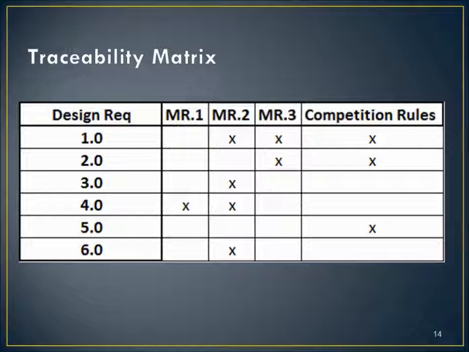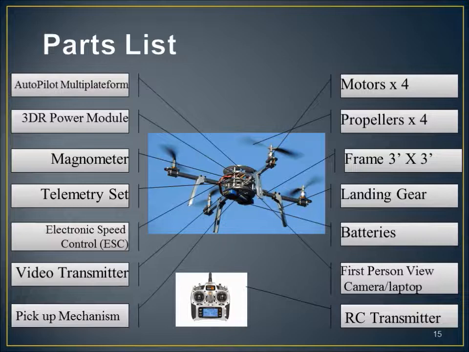Here's a quick overview of the parts list. It gives you an idea of what everything is and where it's located on the quadcopter itself. There are a couple of high dollar value items, which include the APM, which is the autopilot multi-platform module.